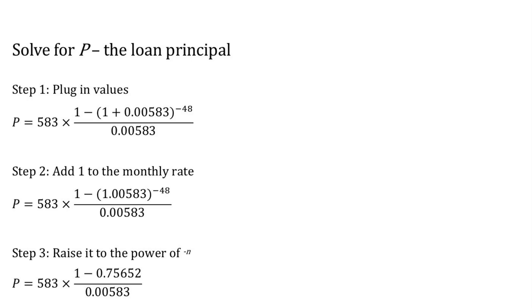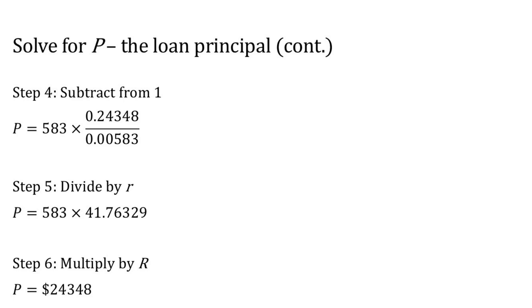Now, why the negative exponent? Well, when we're paying off a loan, each future payment is technically worth less in today's dollars. So what the negative exponent does is shrink future payments down to today's present value. Step 4, subtract the previous result from 1. This will give 0.24348, still retaining the 5 decimal places. Step 5, divide that result by the interest rate, being 0.00583. This will give 41.76329. Step 6, multiply that result by the monthly recurring payment, being $583. This will give $24,348. This is our working principal.